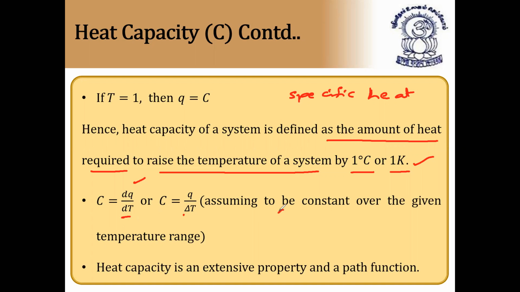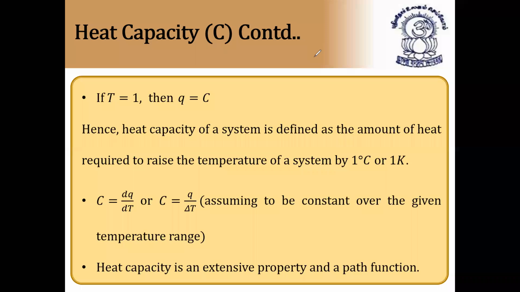What is to be constant? Q, that is heat, over the given temperature range. So C is equal to Q by delta T. What is dQ? Differentiation of Q, that is change in heat. dT is the change in temperature. What is C? C is called heat capacity. Heat capacity is an extensive property because it depends upon the size of the system, and it is a path function. So I hope it is clear what is heat capacity.